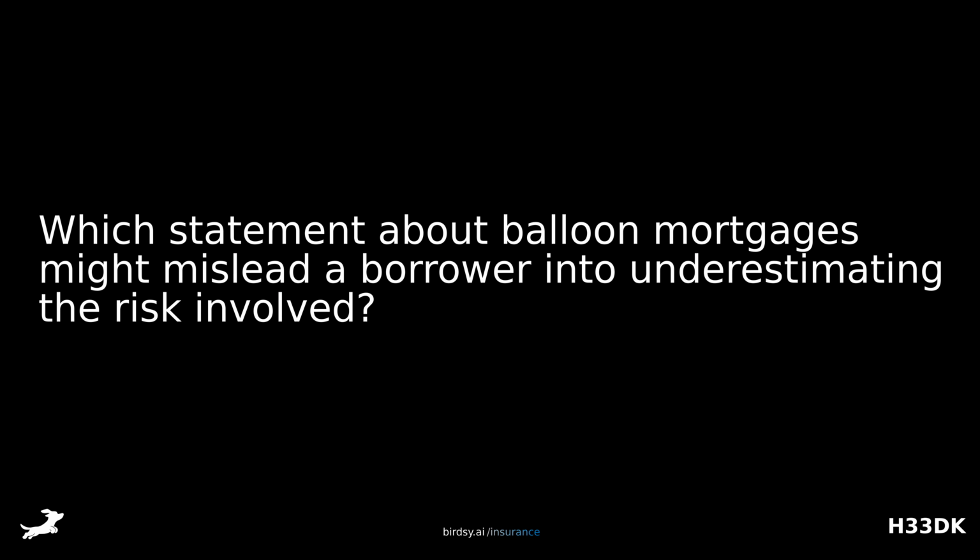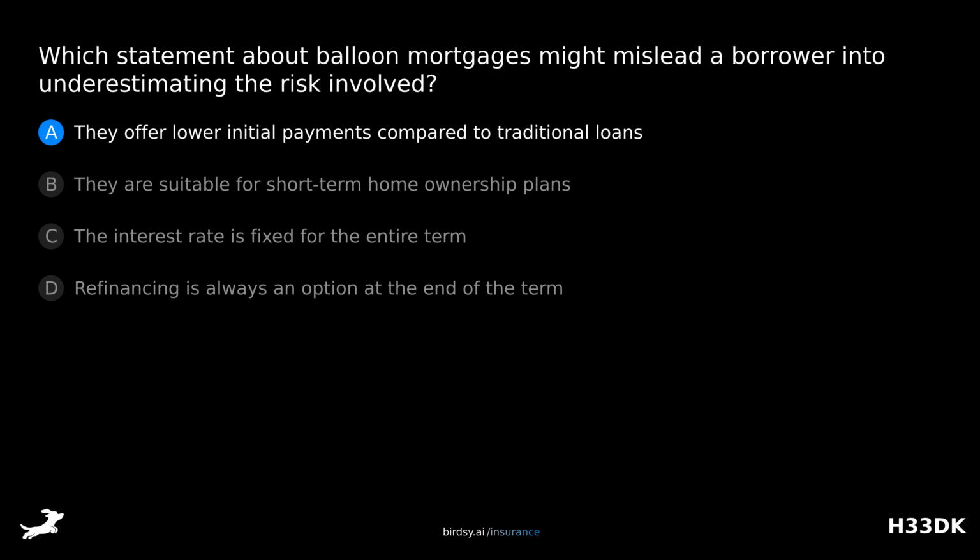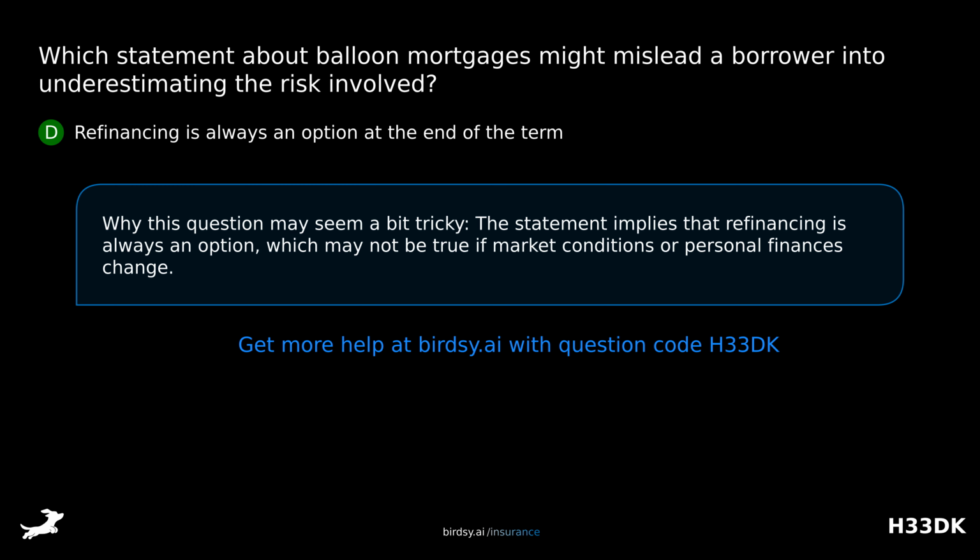Which statement about balloon mortgages might mislead a borrower into underestimating the risk involved? Is it A, they offer lower initial payments compared to traditional loans? B, they are suitable for short-term home ownership plans? C, the interest rate is fixed for the entire term? Or D, refinancing is always an option at the end of the term? The answer is D. Refinancing is always an option at the end of the term. Why this question may seem a bit tricky: the statement implies that refinancing is always an option, which may not be true if market conditions or personal finances change.